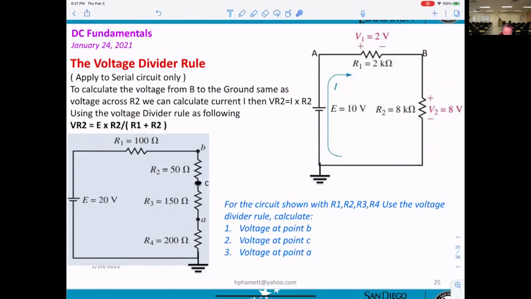We can calculate the current I, then VR2 will equal I times R2. That's what you get normally. However, we can use the voltage divider. So for VR2, you take the E here, times R2, divided by R1 plus R2. That way you get the same answer.